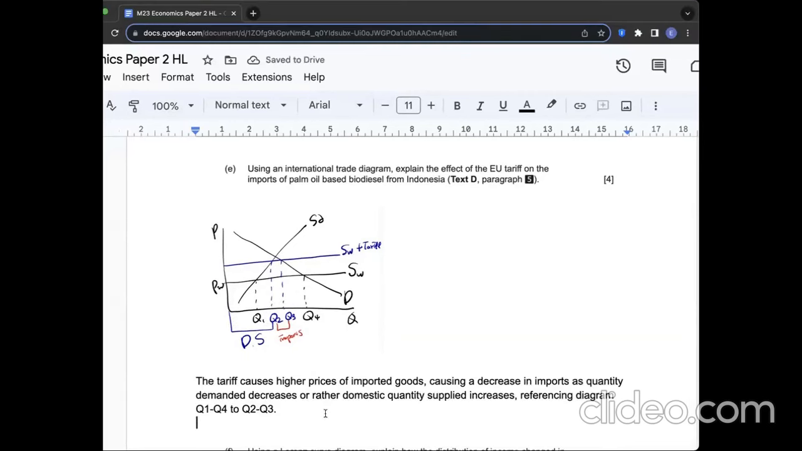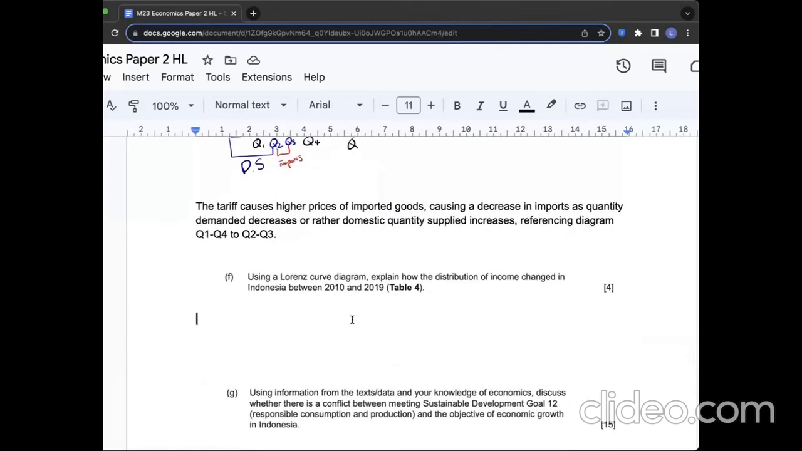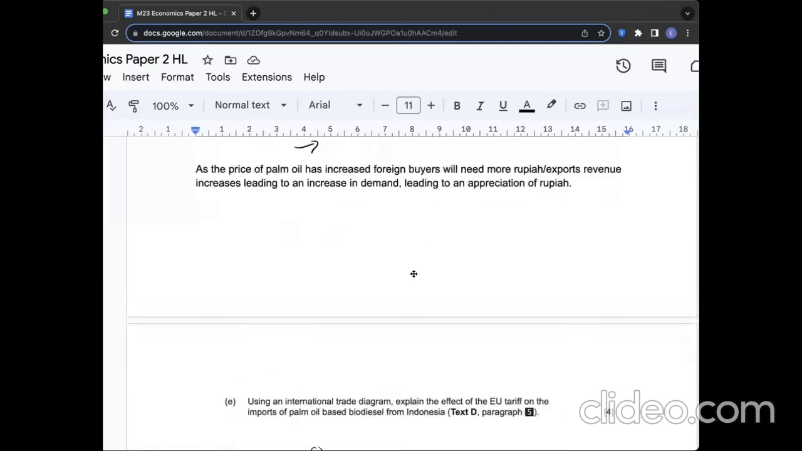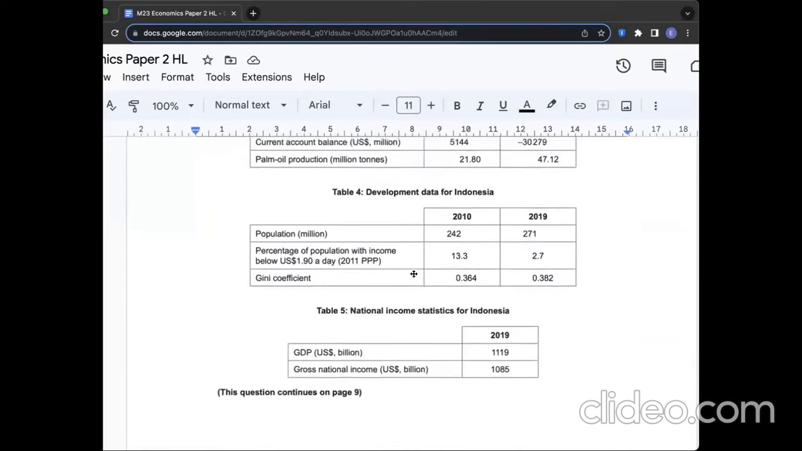Anyway, what that means is the tariff causes higher prices of imported goods, causing a decrease in imports as quantity demanded decreases, or rather domestic quantity supplied increases. In other words, it used to be Q1 to Q4 of the imports, as I just said, but it is decreasing to Q2 to Q3. Yes. F. Using a Lorenz curve diagram, explain how the distribution of income changed in Indonesia between 2010 and 19. I think I briefly talked about the income distribution with the Gini coefficient, which is getting worse, I believe.